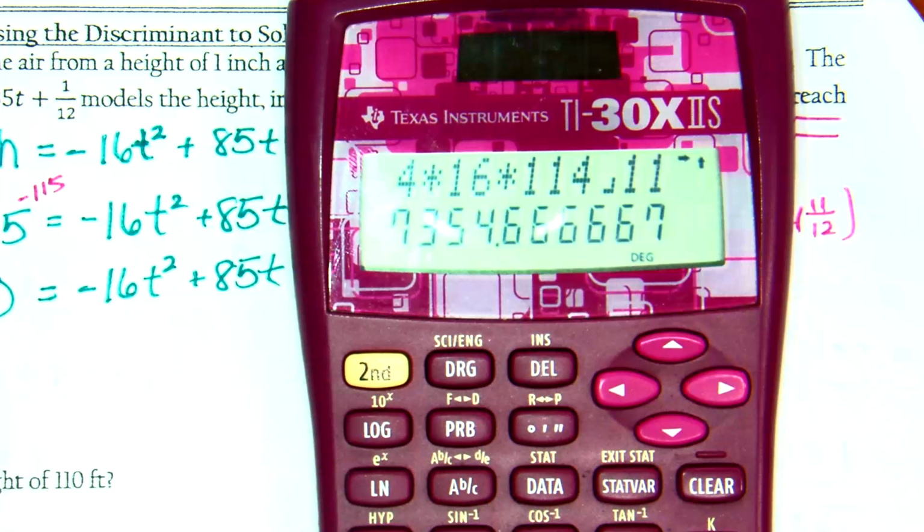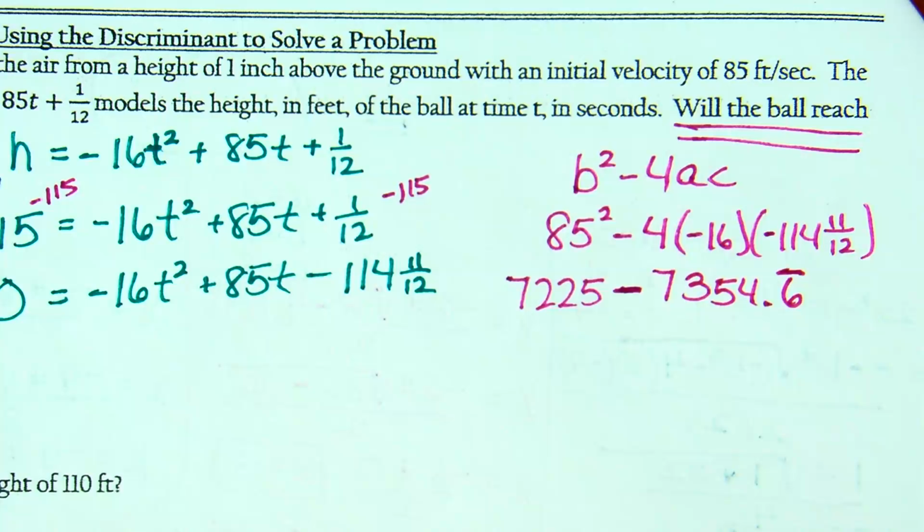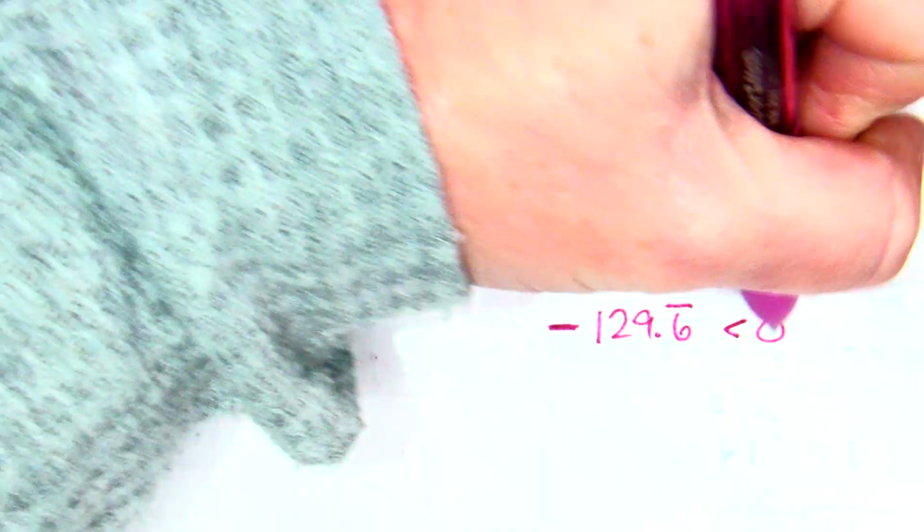But anyways, at this point, what do we know? Several of you are telling me that is a negative. Okay, so we know there's no real solutions. Now, if you do subtract it, it's negative 129.6 repeating. As was pointed out, it's less than 0, a negative. So, on a normal problem, I'd say no real solutions. The question here is, will the ball reach a height of 115 feet? And the answer is no. You hit the ball so hard it went through the ground.